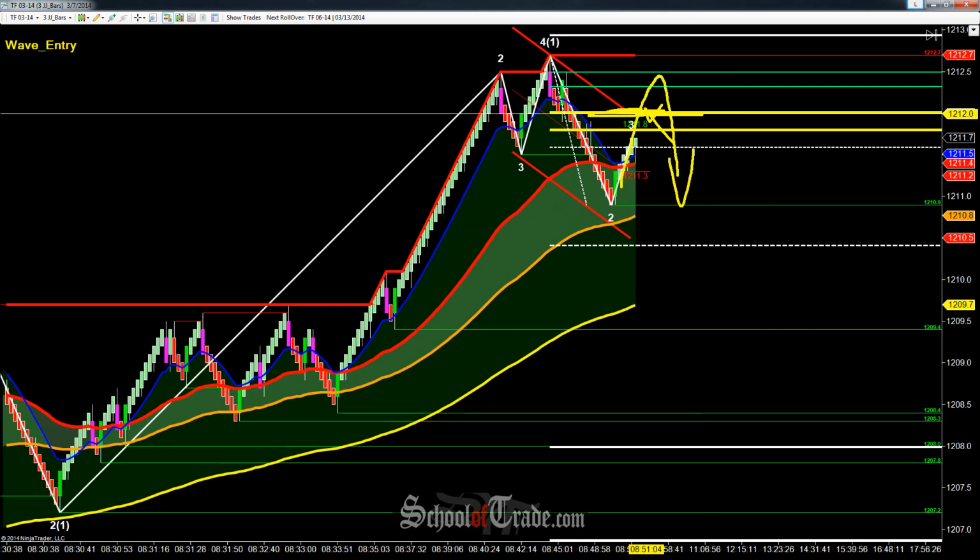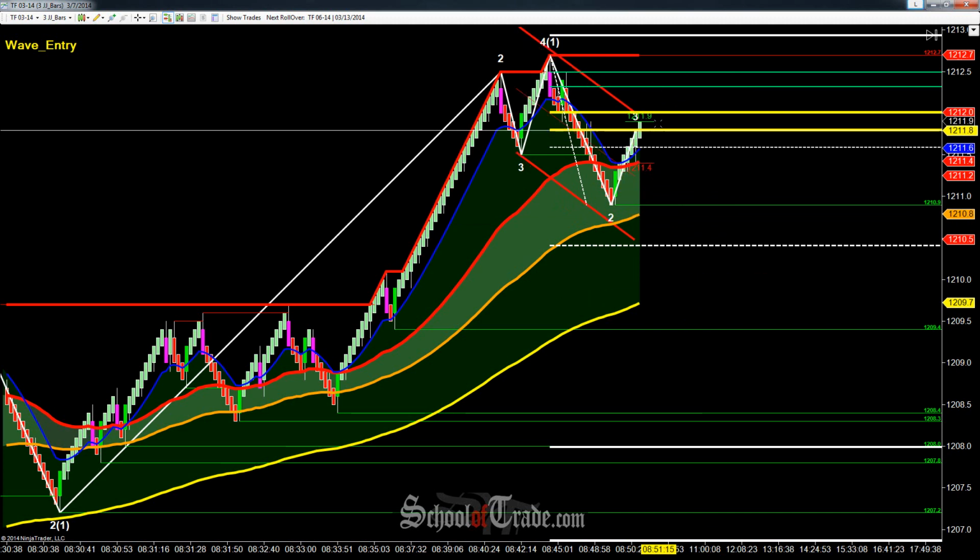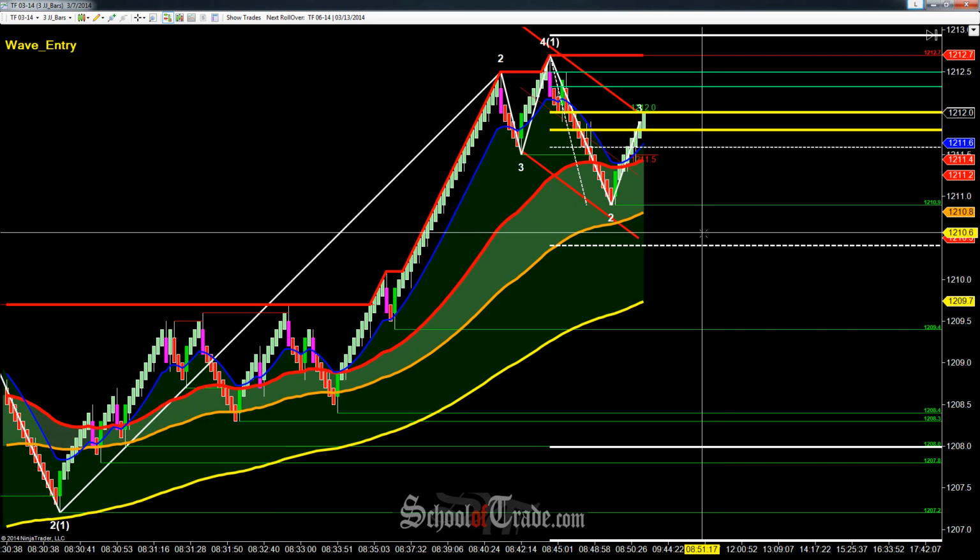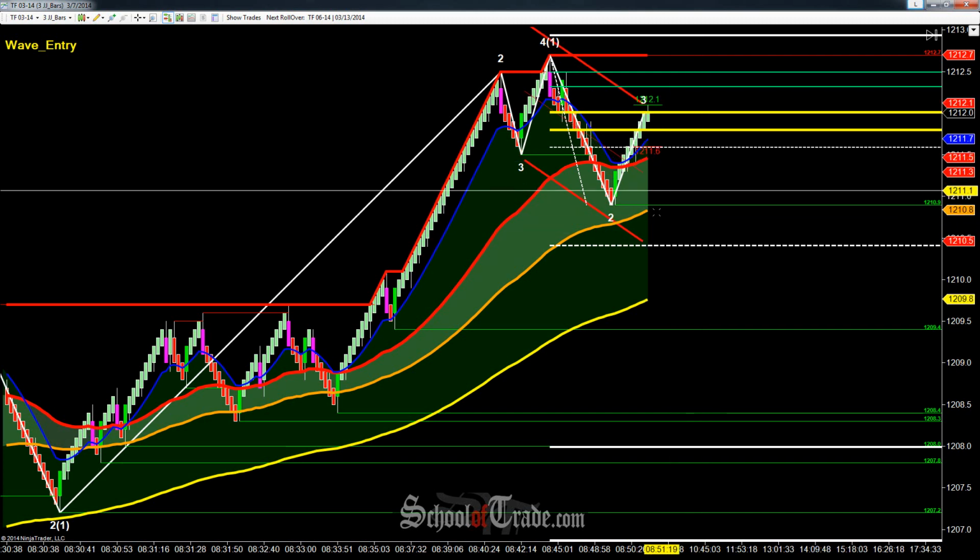So we can get in short here, and then all of our targets are going to be pretty much right before we even hit these BMTs down here for support. So that's exactly what we like to see. That way, there's nothing really in the way.